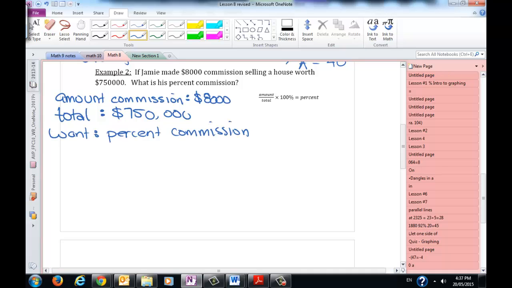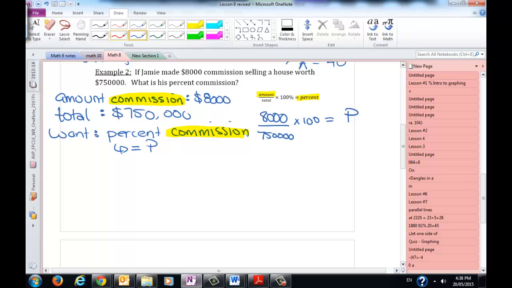Now, before I start putting things in the formula, I really need to check to make sure that my amount and my percent are like. So notice that I'm looking for my percent commission, and I'm using my amount commission. These are like, so now I can just plug in. My amount is $8,000 divided by my total, which is $750,000, multiplied by 100 is equal to my percent, which I can just let equal P.